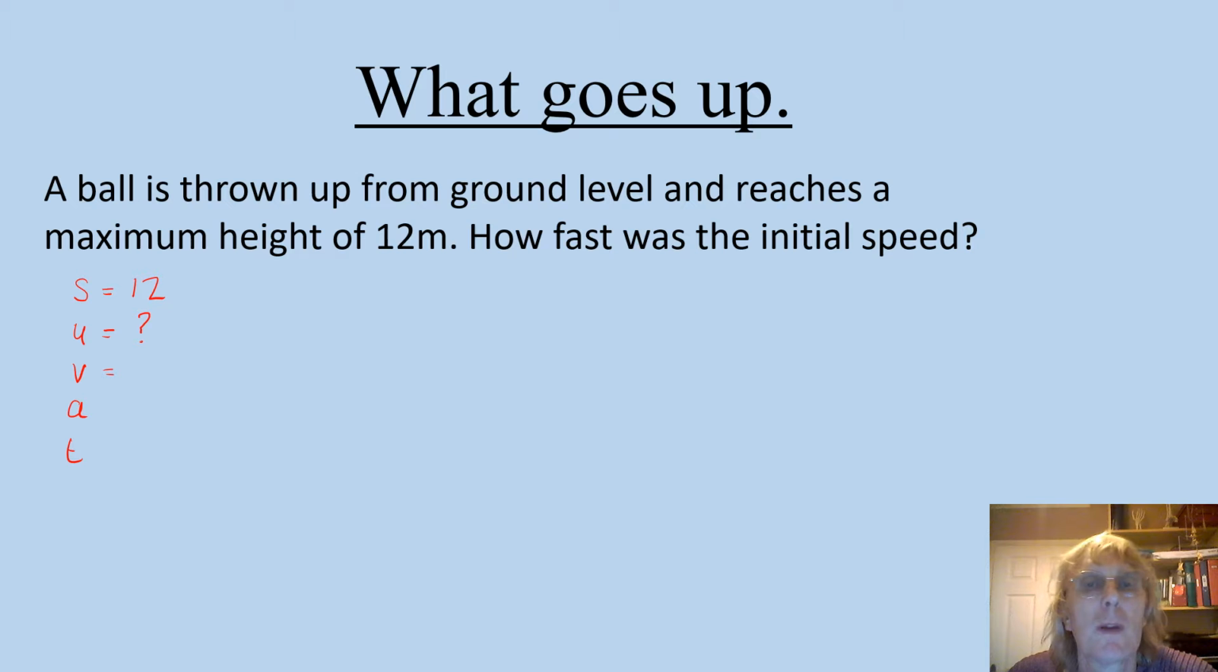V, that's the speed that it'll be at the top. So when it's 12 meters high, it'll have no velocity, it'll be momentarily at rest. So velocity equals 0. Acceleration, it's going to be gravity, 9.8, but I'm going to consider everything going up in my calculation. So gravity works down, so the acceleration due to gravity is going to be minus 9.8.